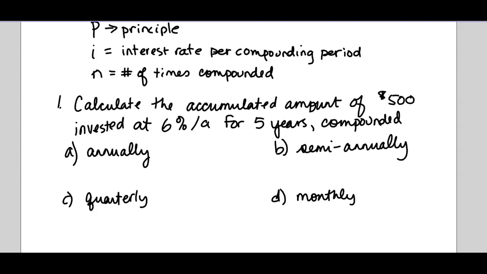So this one, we're going to invest $500 at 6% per year for 5 years. But we're going to compare 4 different investments. One where you compound annually, then semi-annually, then quarterly, then monthly. So some of your equation changes and some doesn't. Obviously, you're investing the same amount.